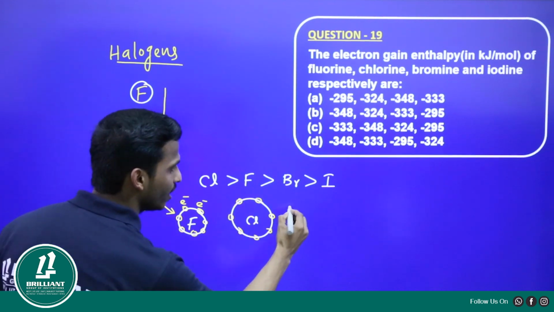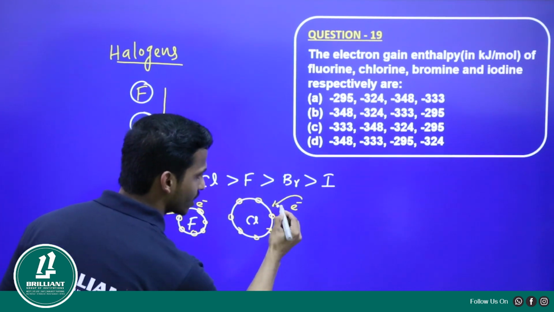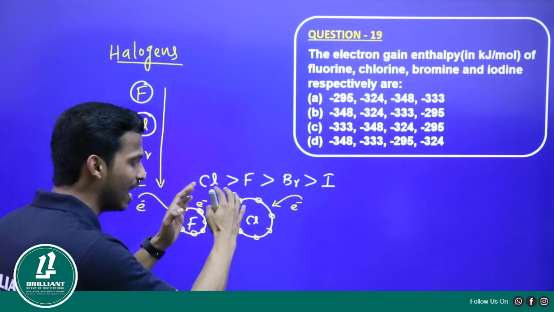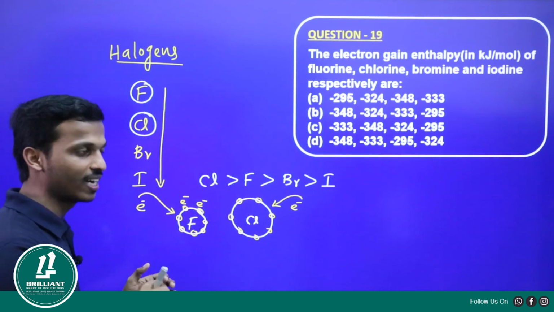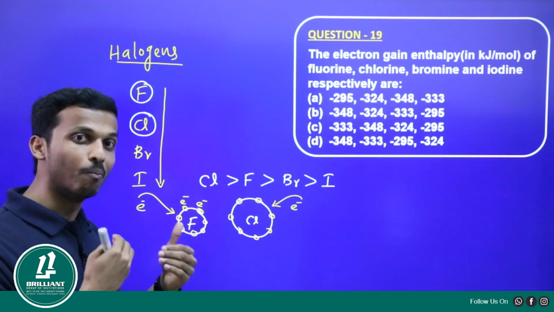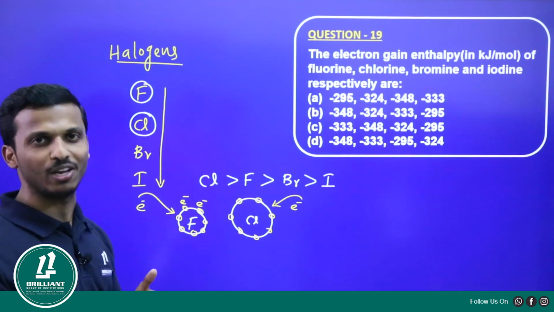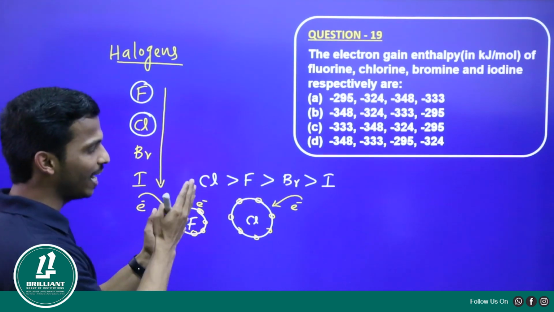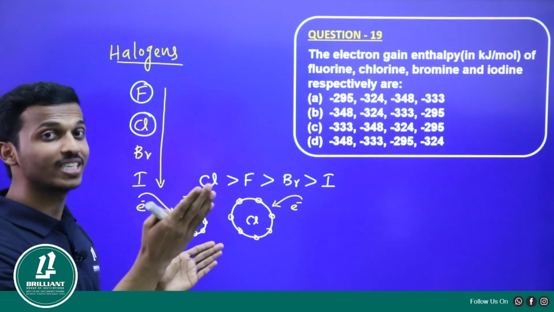But in chlorine, you can add an electron fast because it has electronegativity. At the same time, enough space is there and less electron repulsion is there. It is ready to accept an electron faster. So it has a more negative value of what? Electron gain enthalpy. The same tendency you may have studied in the oxygen family also.